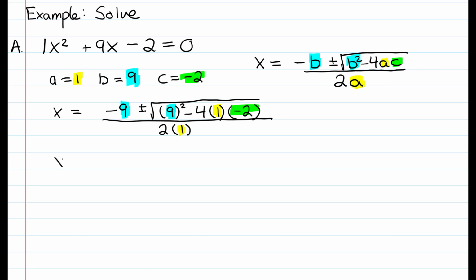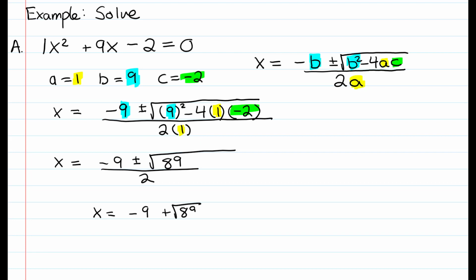Now we can simplify. So we have negative 9 plus or minus the square root, and I'm going to throw this whole expression into my calculator. If you've done it correctly, you should get negative 9 plus or minus the square root of 89 divided by 2. So what this tells us is that there's two different answers. There's one answer which is negative 9 plus the square root of 89 divided by 2. And the second answer is x is equal to negative 9 minus the square root of 89 divided by 2.